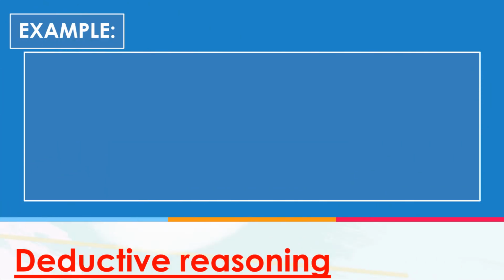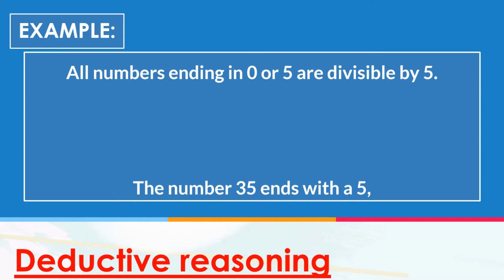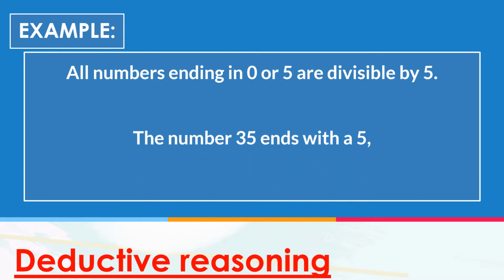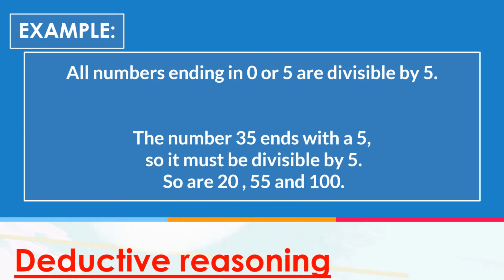We have here another example. All numbers ending in 0 and 5 are divisible by 5. This is the general rule. For specific observations, we have the number 35 ends with a 5, so it must be divisible by 5. So are 20, 55, and 100.